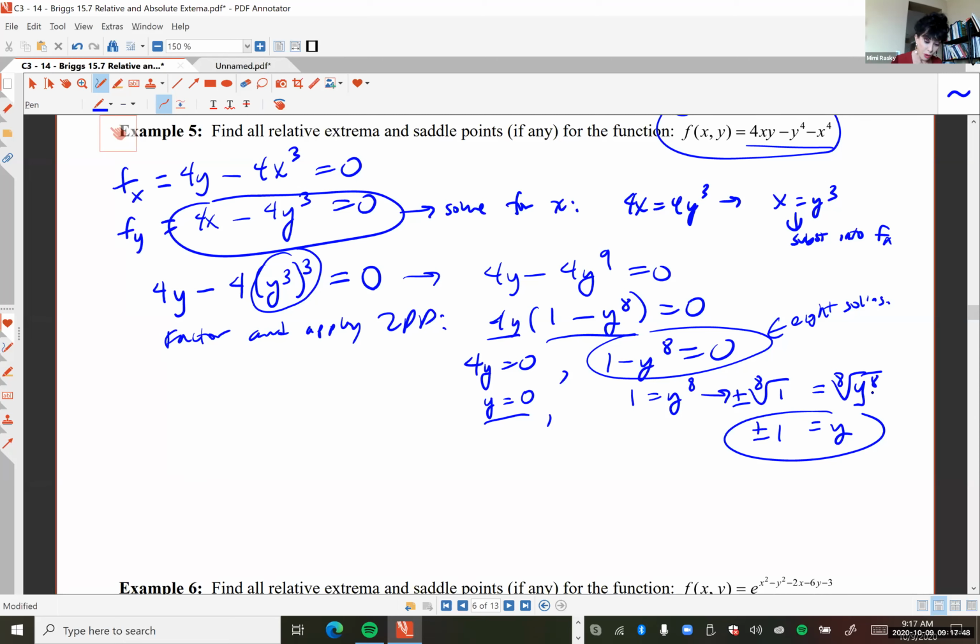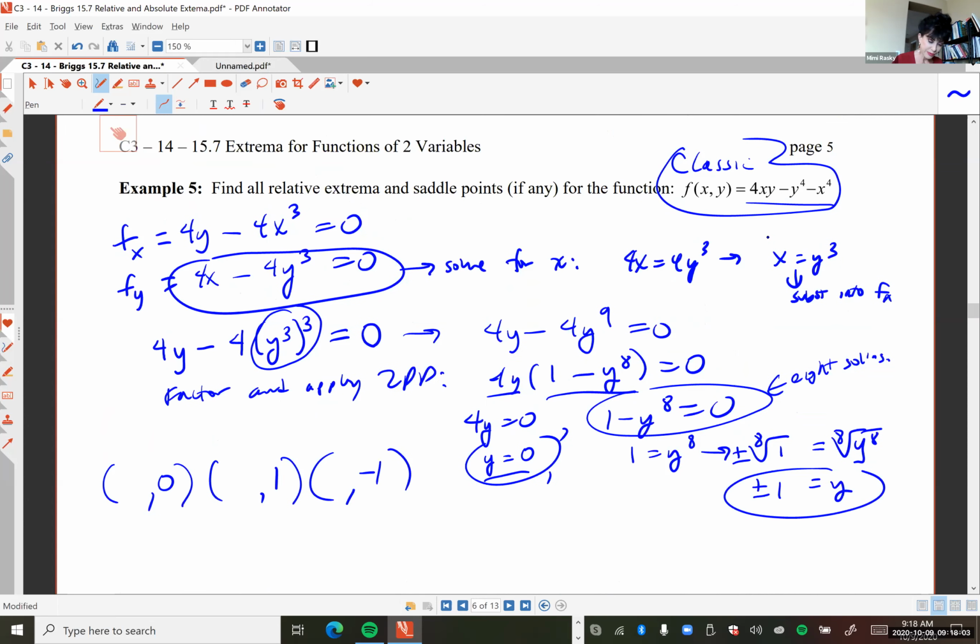All right, now what? Well, look, what do we have? We've got 3 critical points total. One of them has a y-coordinate of 0, one of them has a y-coordinate of 1, and the other one has a y-coordinate of -1. How are we going to get those x-coordinates?